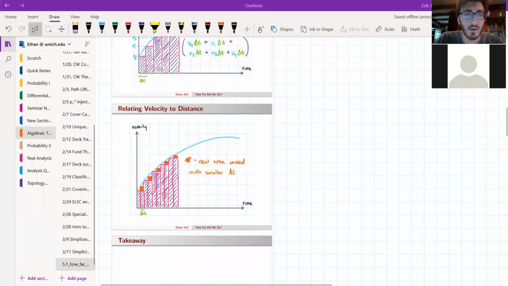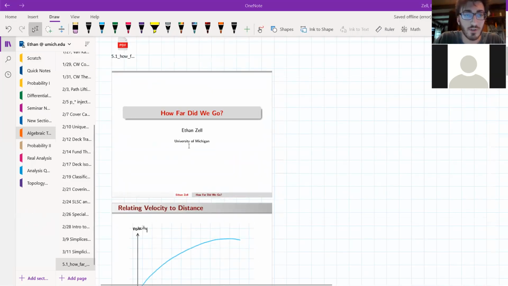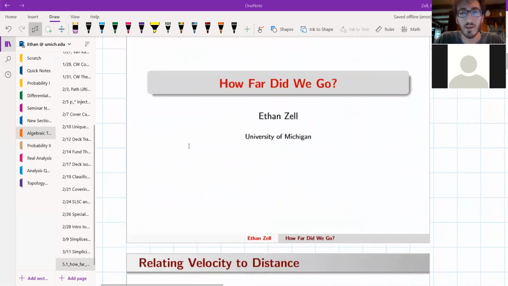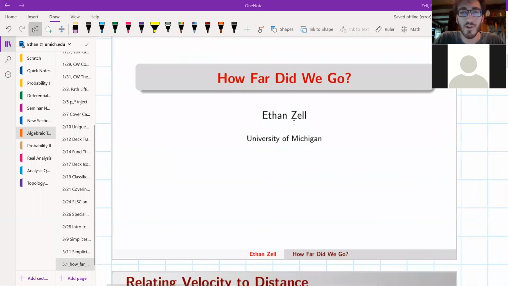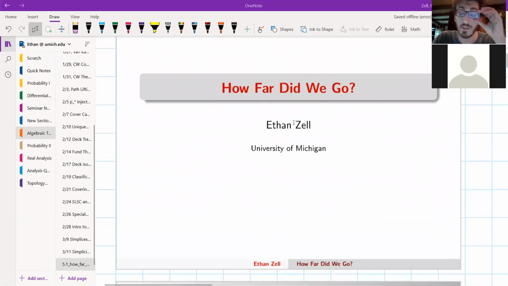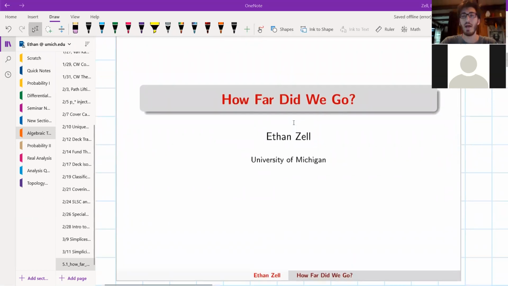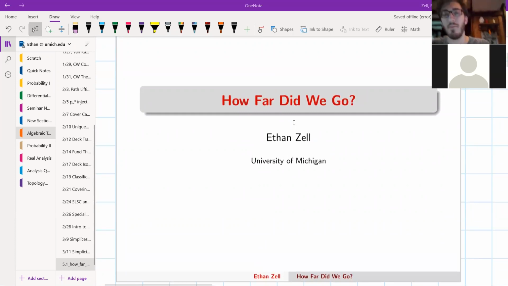So today we're going to do a quick introduction to what will eventually be our study of integrals. But for now, we're just going to phrase everything in terms of an example. And right after this class, I'll send out the worksheet and people can take a look at that. So the name of this lecture, because we're dealing with the example, is just how far did we go?